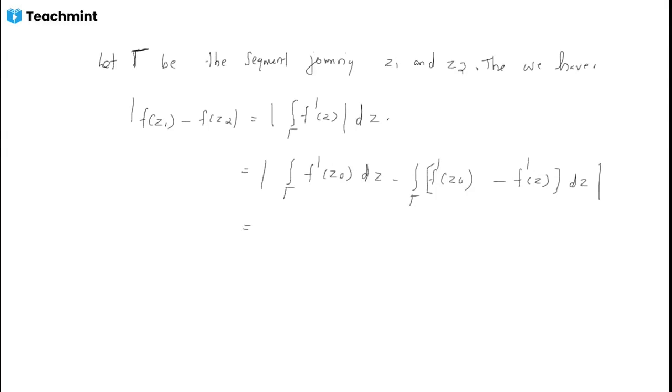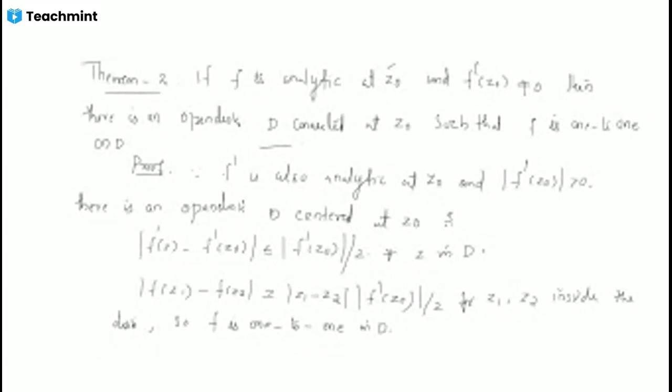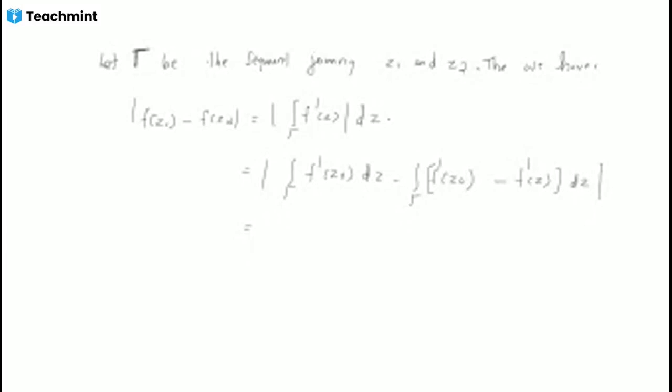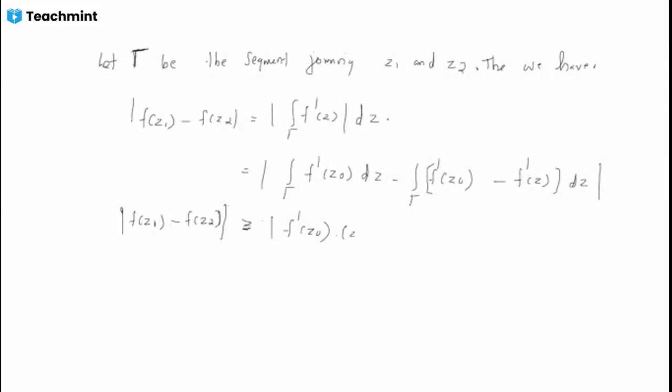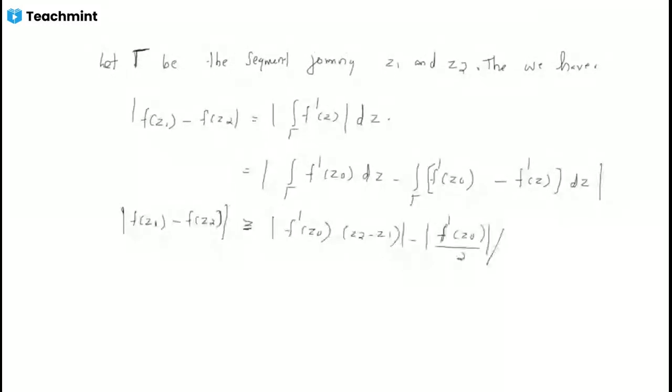Okay, we know that this is less than or equal to mod f'(z0) minus f'(z). So we can write mod f(z1) minus f(z2) is greater than or equal to mod f'(z0) into mod z2 minus z1 minus this term, which we know is at most mod f'(z0) by 2, into mod z2 minus z1, that is the previous result.